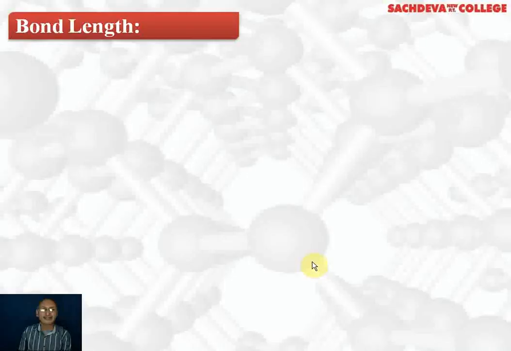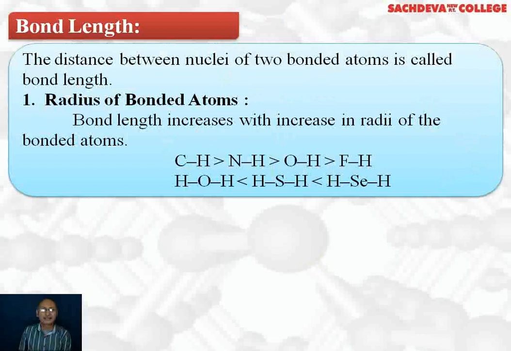Next topic we are taking bond length. The distance between nuclei of two bonded atoms is called bond length. It will depend upon radius of the bonded atoms. Bond length increases with the increase in atomic radii of the bonded atoms. Now CH bond length is greater than NH because carbon is bigger than nitrogen. Hydrogen is common in all of them.